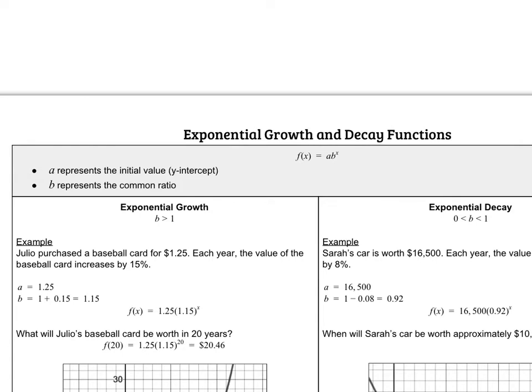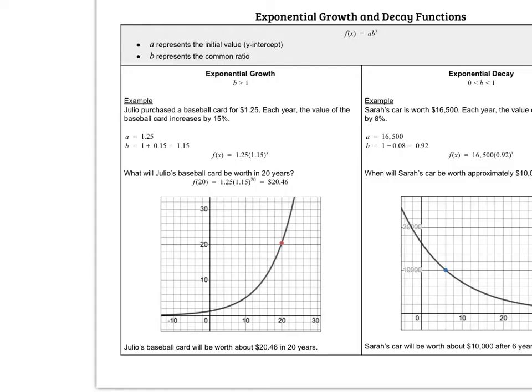And then b represents your common ratio. And your common ratio could be a value greater than 1 that's going to cause your exponential function to increase with exponential growth, or it could be between 0 and 1, so like a fractional value between 0 and 1, that's going to cause the exponential function to decrease, and we call that exponential decay. Let's look at an example of growth here.